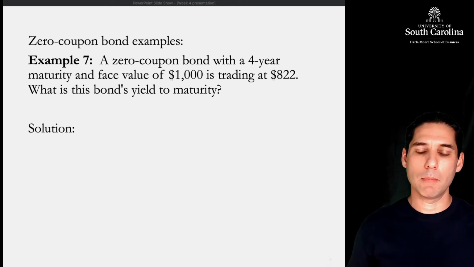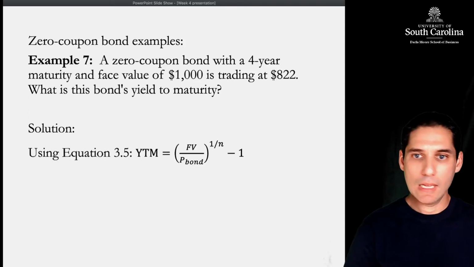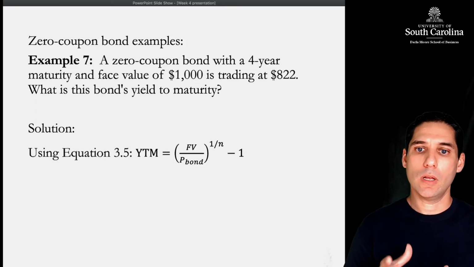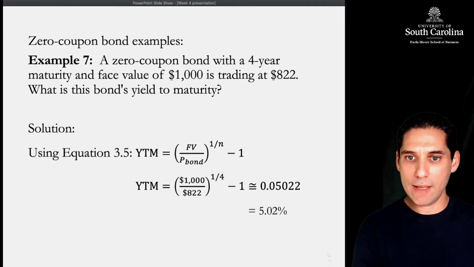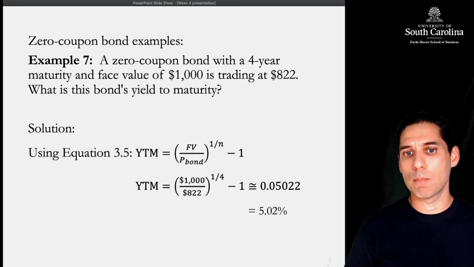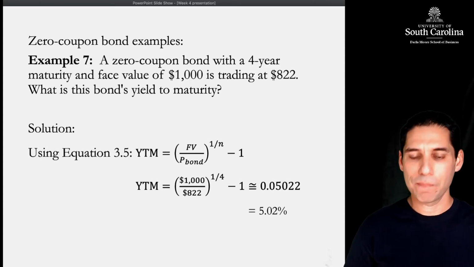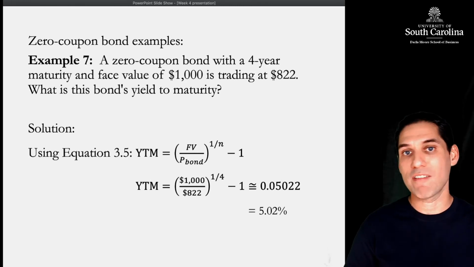So the solution is given by equation 3.5: yield to maturity is the ratio of the face value to the price of the bond, raised to 1 over n, minus 1. If you populate this formula, we have 1,000 divided by 822, raised to 1 over 4 years, so 1 over 4, minus 1, which is roughly 0.05022. And then if you convert this decimal to a percentage by multiplying by 100 and round to 2 decimal places, we end up with a yield to maturity of 5.02%.